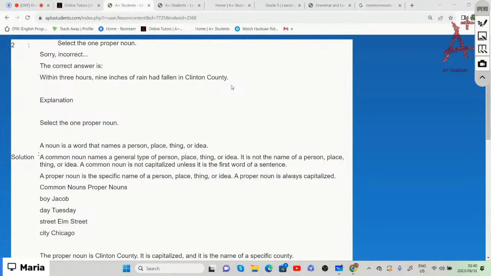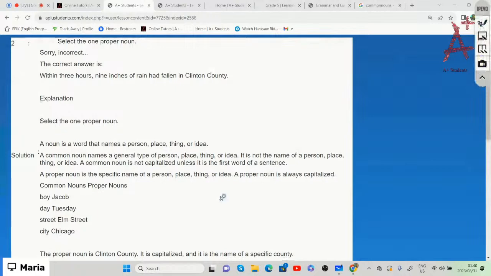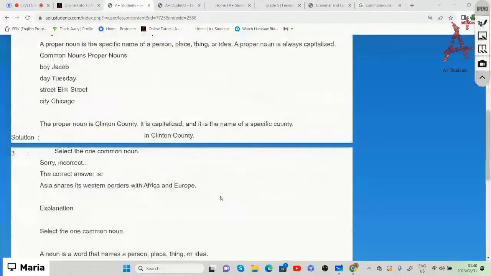So within 3 hours, 9 inches of rain had fallen in Clinton County. If we were to select the proper noun, we will then select Clinton County, right? So the proper noun is Clinton County. Firstly, it is capitalized and it is the name of a specific county, right? It is the name of a specific county. All right.